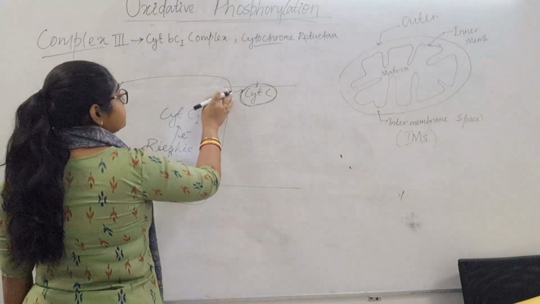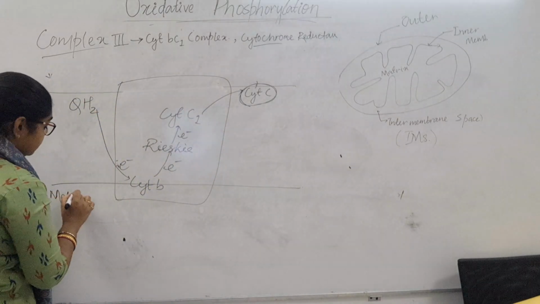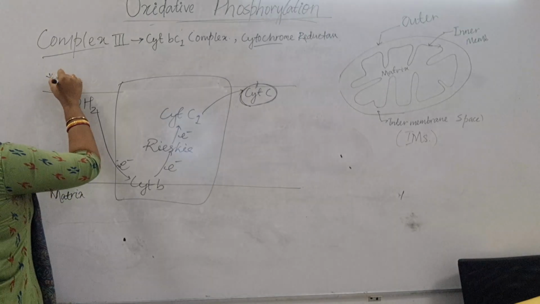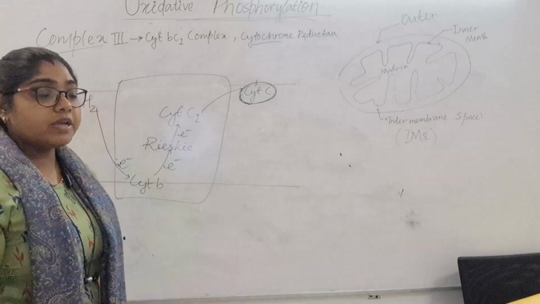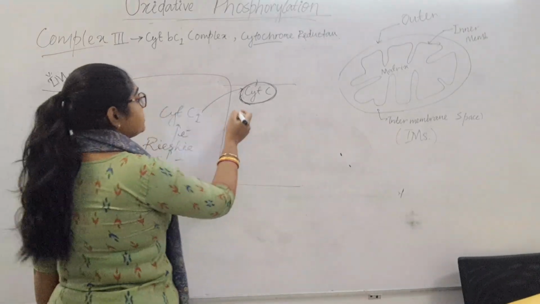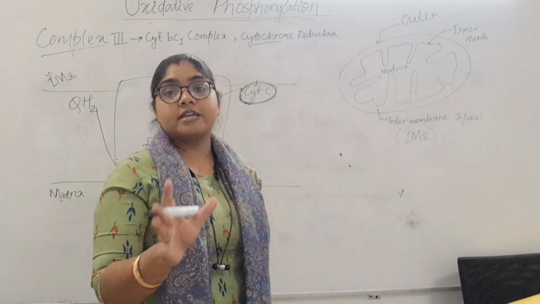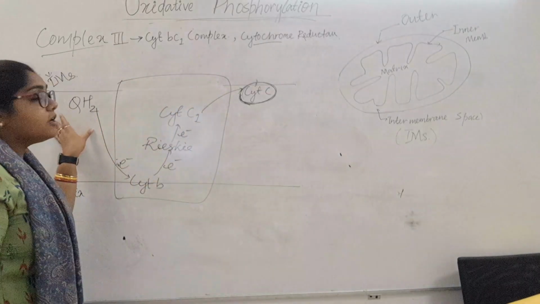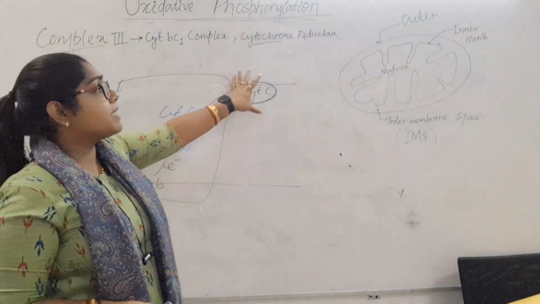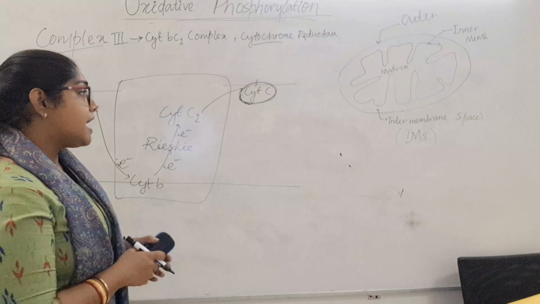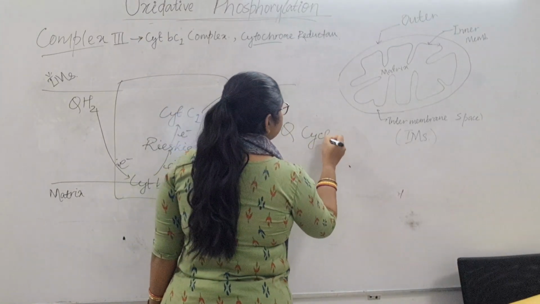Okay, and it is present outside complex 3. This is the matrix and this is the intermembrane space. So this cytochrome C will act as an electron carrier. The problem with cytochrome C is it can accept only one electron at a time. So here ubiquinol is bringing multiple electrons from complex 1 and complex 2, but cytochrome C can accept only one electron at a time. That's why they use a specific cycle, the Q cycle, that goes on inside it.